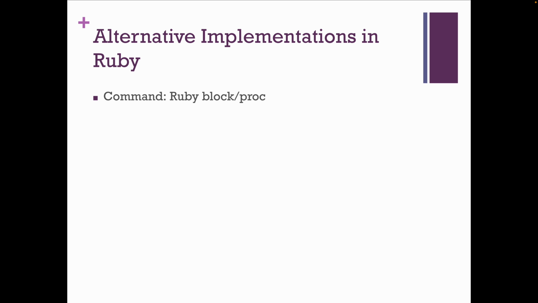So what are some alternative implementations? I mean, this is just the final slide in the talk. What are some alternative implementations to design patterns in Ruby? Back in Java and C++, you had to create objects for everything. Ruby lets you create blocks or procs, and procs are objects. Even methods in Ruby are objects. They could be treated as procs.